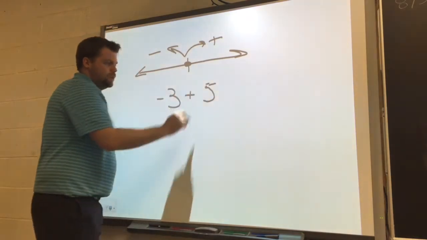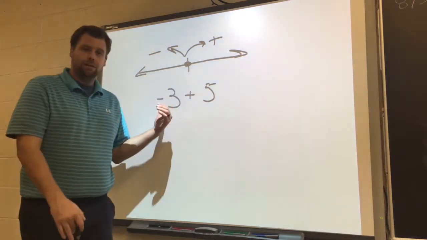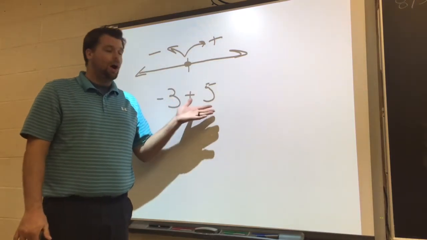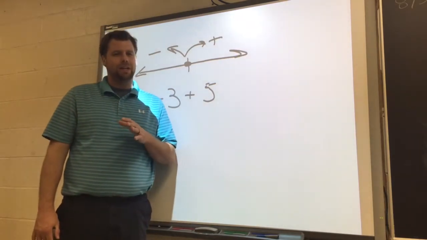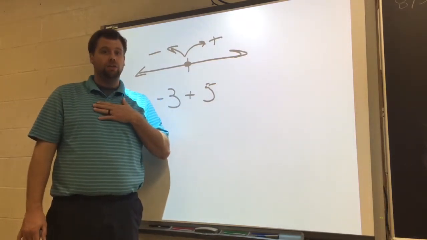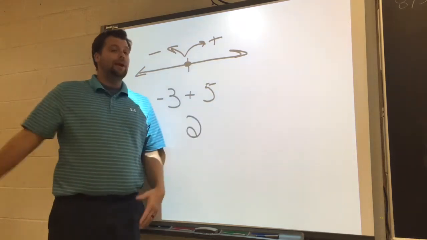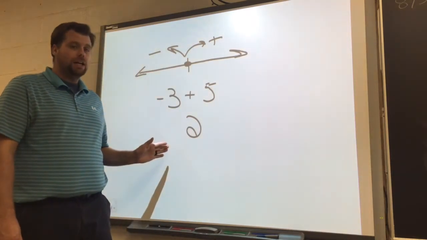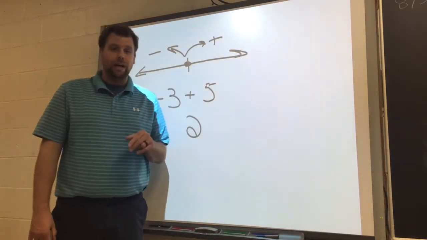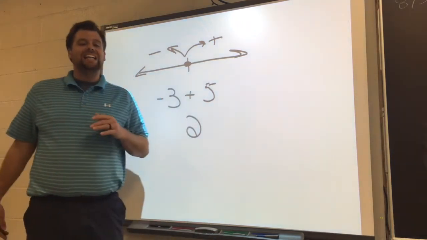Another way I like to approach these problems is this. Let's say I have -3 and I want to add 5 to it, okay? I think of it in terms of money. Negative representing money you owe, positive representing money you have. So let's say I owe $3 to somebody and I have $5. Well, after I pay them their $3, I would have $2 left. Or again, you could start at -3 on a number line.